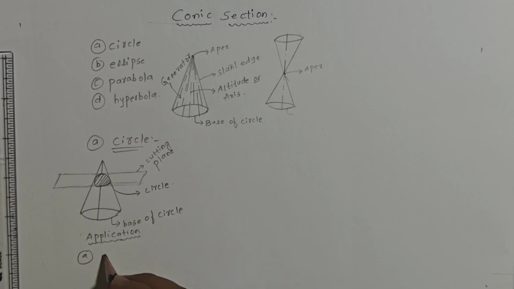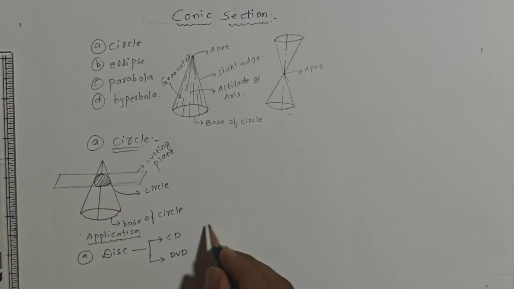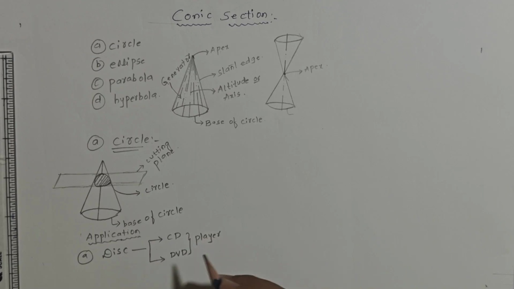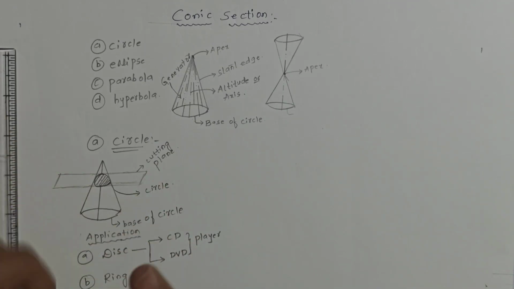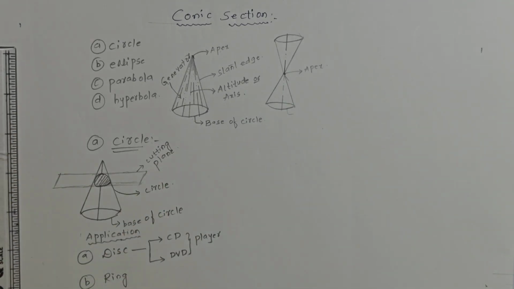Clear? So it is widely used in a disc. I think you guys are watching movies, is it right? Then you are using CD players and DVD players. The shape, how is it? It looks like a circle. Clear? And then we are using it in a ring. Okay, ring. If you observe over here, the shape looks like a circle. And third, we are using it in plates.